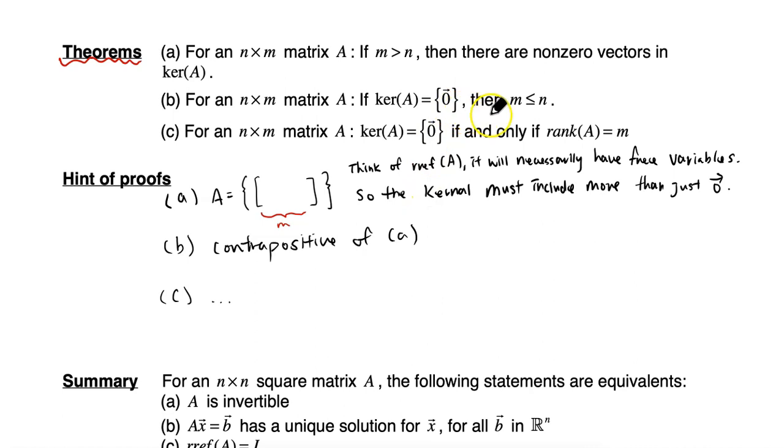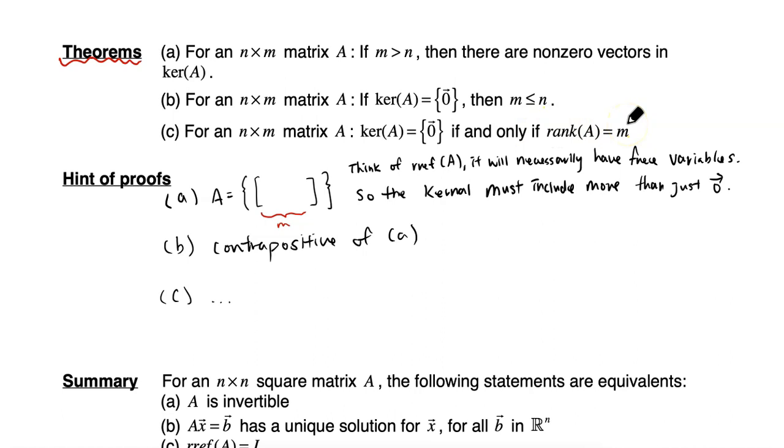B is the contrapositive of A. So that means if the kernel of A is made up of only the 0 vector, then m is less than or equal to n. And finally, C, if we have an n by m matrix, the kernel of A is equal to the 0 vector only if and only if the rank is m.